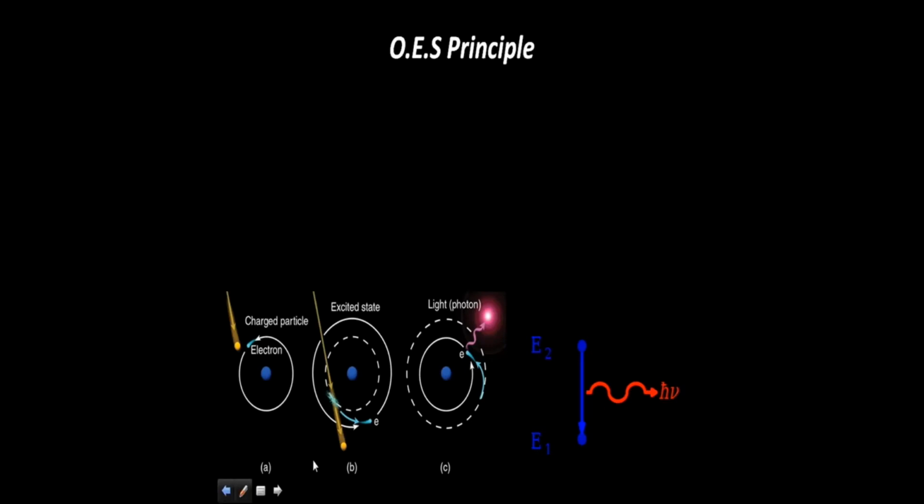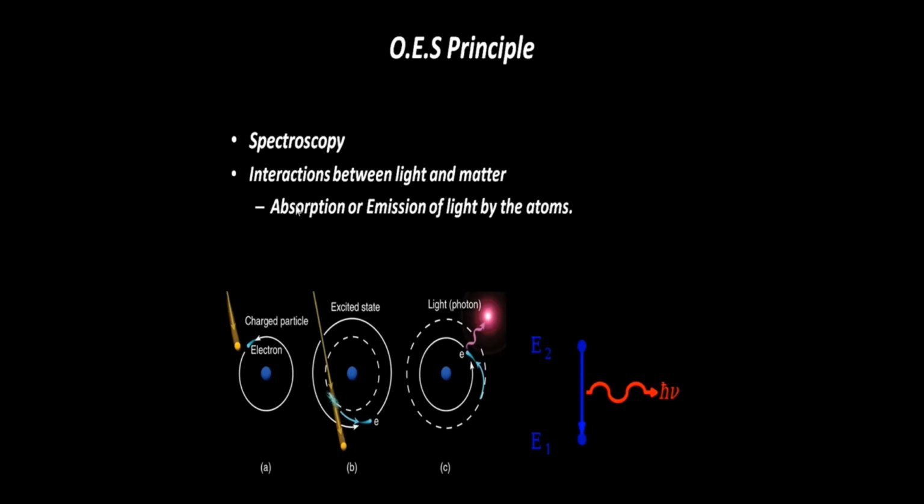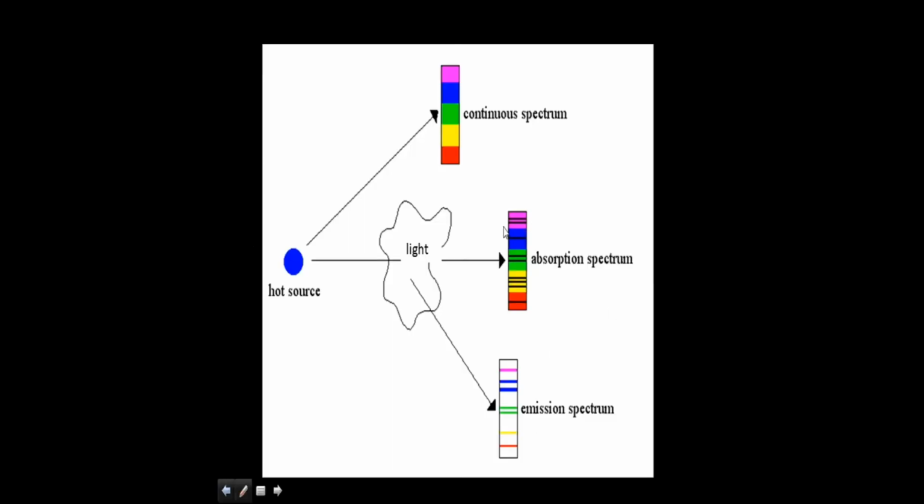Having discussed the scope of use of OES, now I will describe the principle behind the working of an OES. An OES works on the principle of spectroscopy, which deals with the interaction between light and matter. Spectroscopy utilizes the wave nature of light and the fact that each element has a unique atomic structure. The most important consequence of interactions between light and matter is the absorption or emission of light by the atoms.